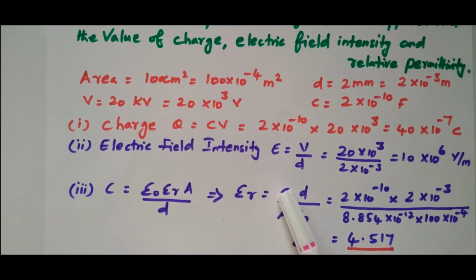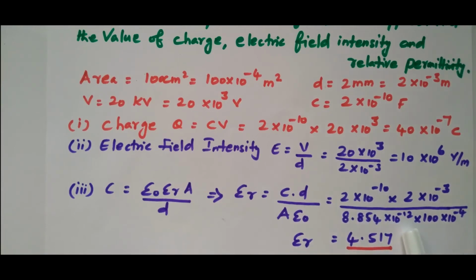Now substitute the C value. C is 2 into 10 to the power minus 10. The distance is 2 millimeter, 2 into 10 to the power minus 3. The area is 100 into 10 to the power minus 4 meter square. Then the epsilon naught value is 8.854 into 10 to the power minus 12. Now all the values are substituted. By simplifying, what did we get?